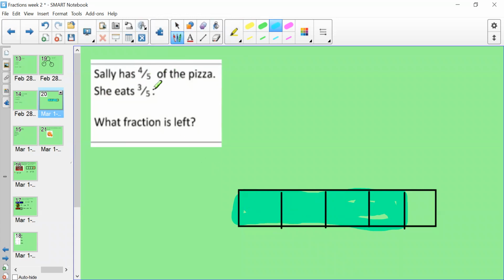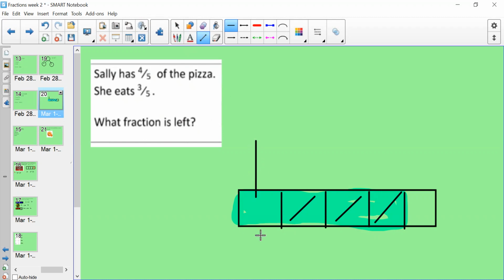Then it says that she eats 3/5. So we can cross out 3 of those fifths. So we can cross out 1/5, 2/5, and 3/5. And then what fraction is left? We've got 1/5 that is left. So this one we don't really need to focus on because it was once part of the pizza, but that wasn't in the actual word problem. So 1/5 of the pizza that she had is left.